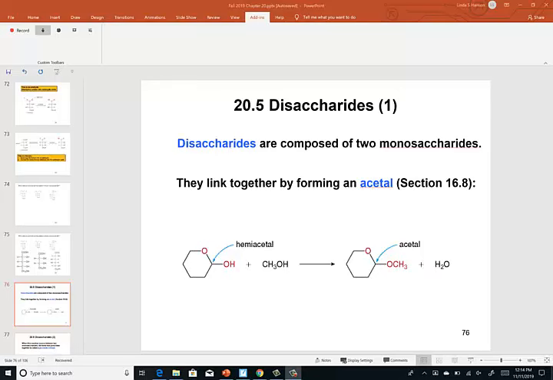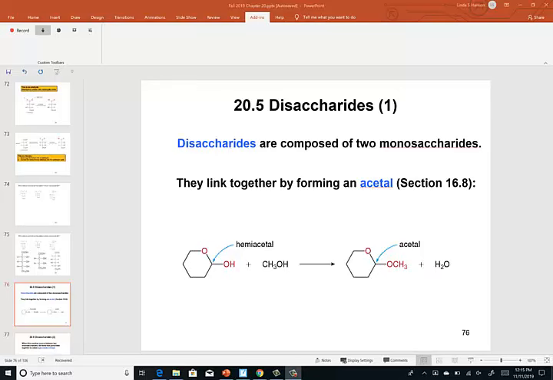In your lecture guide, the note pack, we are about a quarter of the way down, on page 12, where it says 20.5 disaccharides. We're going to work together to complete the last few pages, knowing that on the very last page you have a little reading assignment to do.